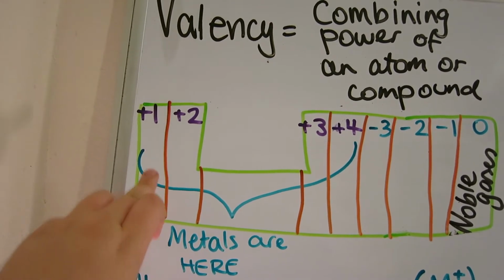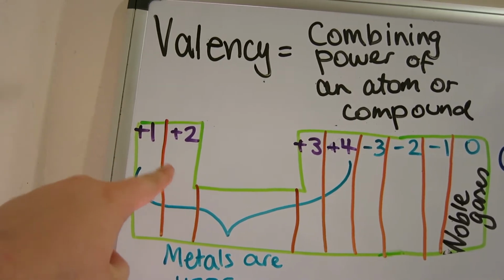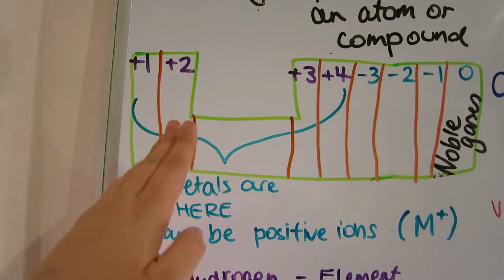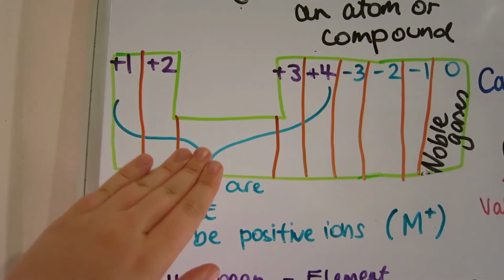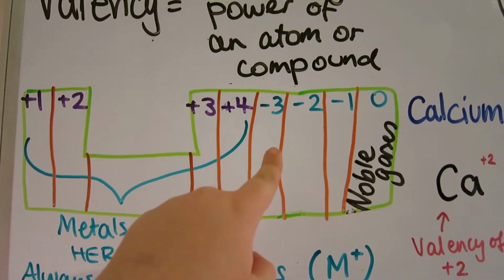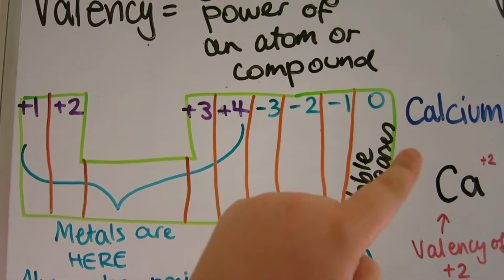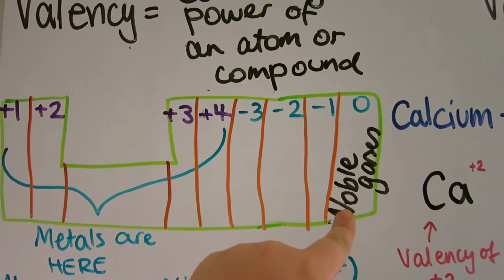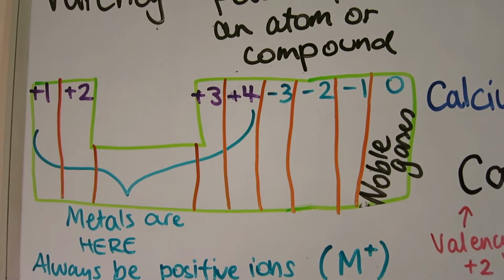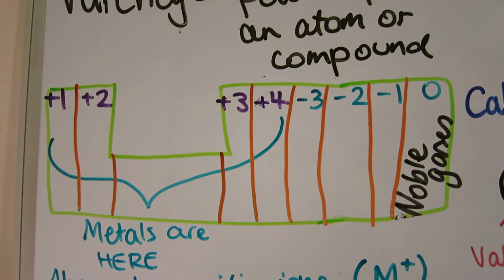We have for first lot, +1, +2. Transition metals are a bit more varied, so don't worry too much about those. +3, +4, and then we start to get into negatives. So -3, -2, -1, and 0 for the noble gases. So remember, noble gases are helium, neon, argon, ones like that.